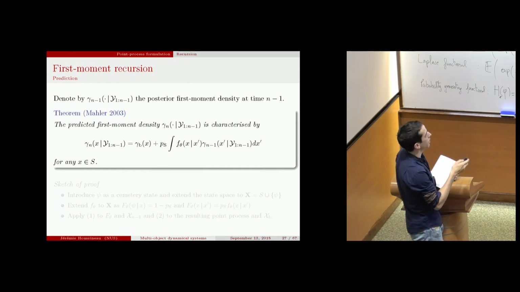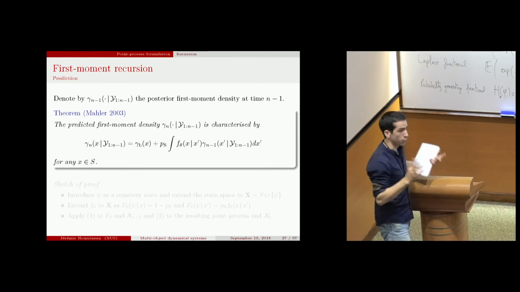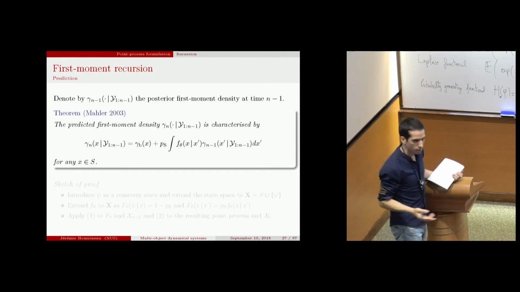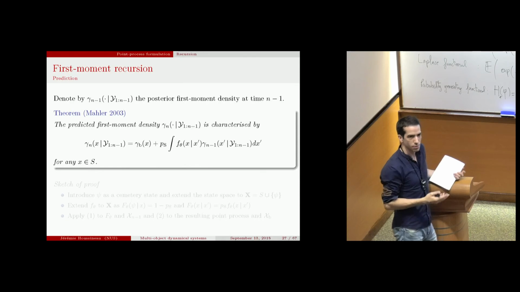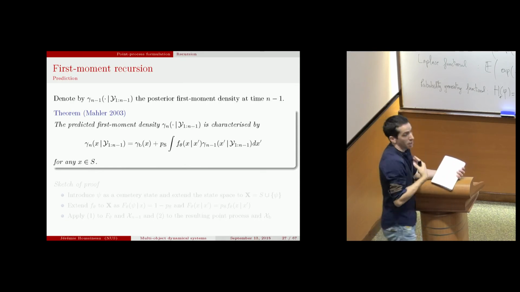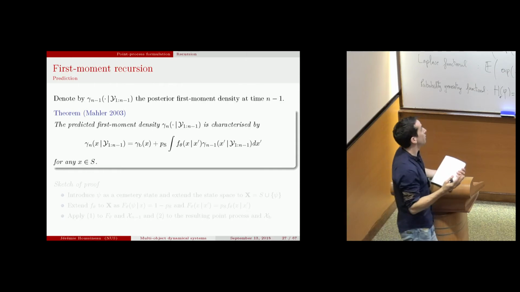He actually proved it in a different way. Mahler likes to write everything with what he calls random finite sets. He comes from a random set background, so I think it's natural for him, but I prefer to write things with point processes. You can read this paper and make up your mind. I invite you to do it.